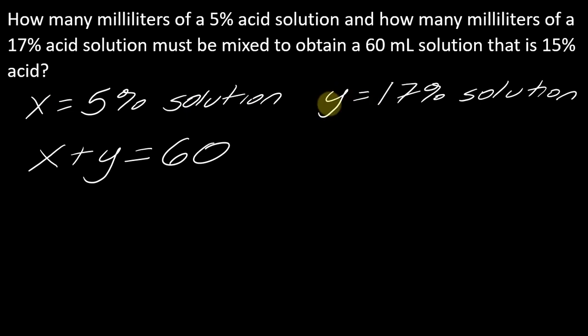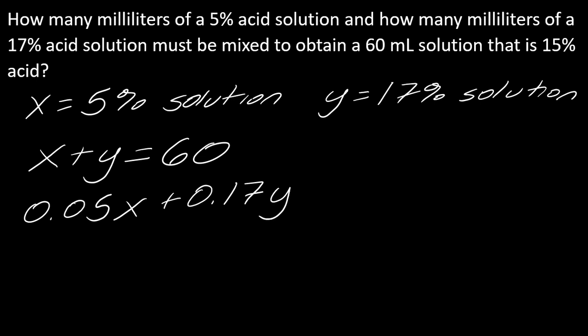But now we need a second equation here because we need to make sure that this solution is going to be 15% acid. So now what we're going to do is we're going to use these percentages to figure out how much acid is in each solution. So this means 5% of the solution is acid. So if I want to know how much of that solution actually is acid, I'm going to take that decimal, 0.05, times the amount of solution, and that will tell me how much acid there is there. And then for the second one, 0.17 times y, that'll be how much acid is in this other solution.